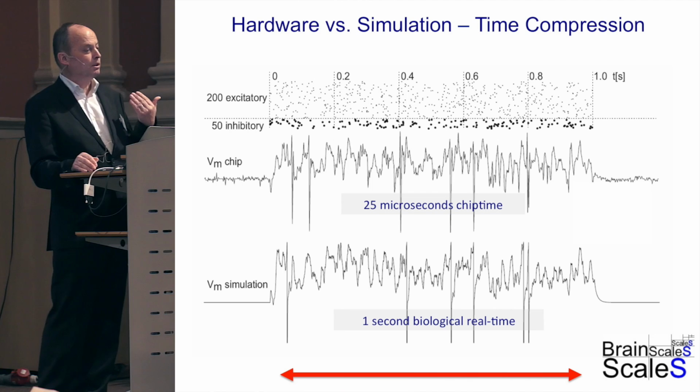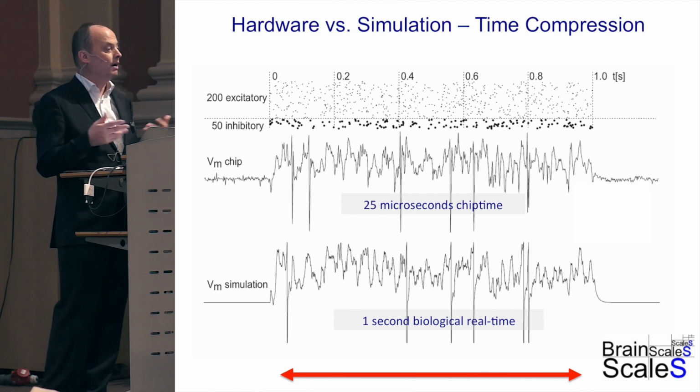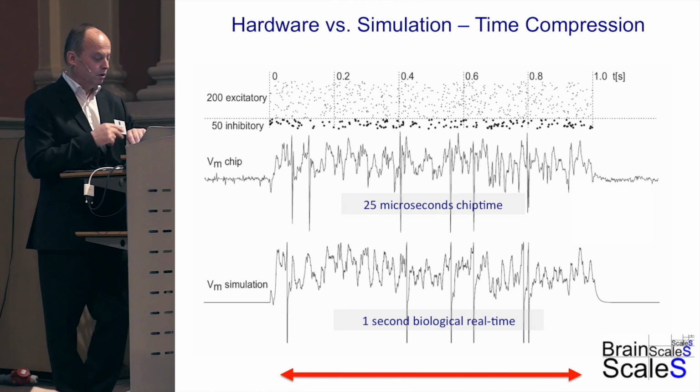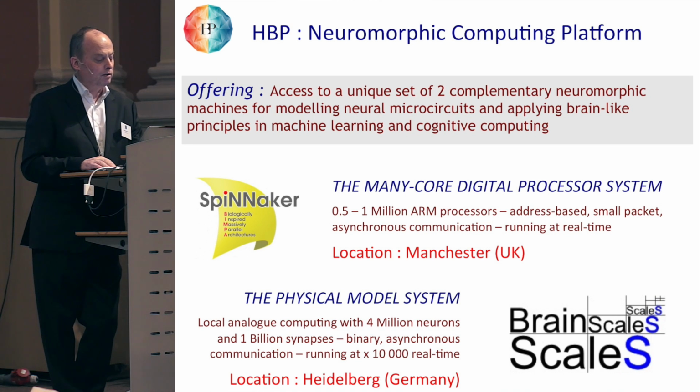To build such a system is not just building a chip. That's easy, not easy, but it's one aspect. You have to make a system, in particular also with all the software tools. What HBP wants to offer is access to these two complementary systems for both neuroscience and machine learning. And there are two machines now, one in Manchester, one in Heidelberg. The Manchester machine at the moment is 500,000 ARM processors with the features I said, and the physical model system at Heidelberg offers individual neurons and synapses, 4 million and 1 billion, at the accelerated time scale.